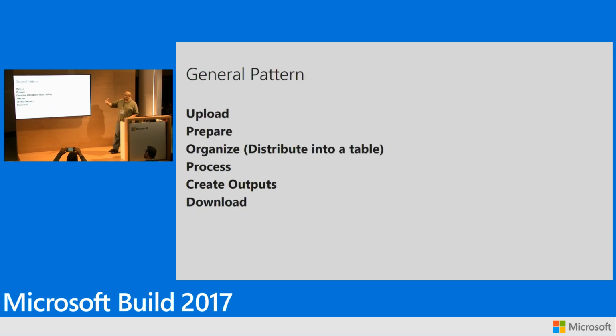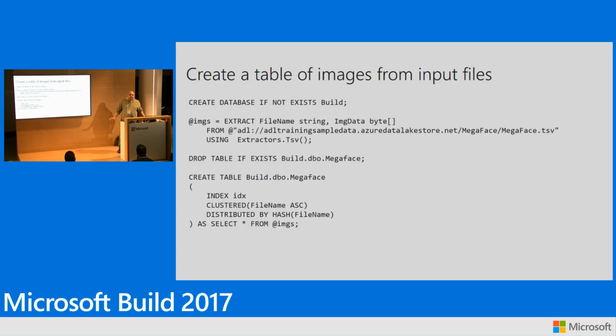Okay, so here's the general pattern in this batch scenario. We're going to upload, I'm not going to talk about that. We're going to prepare the data and organize it into a table. We're going to do the processing, of course, and then we'll create the outputs. And then the final step I'm not going to talk about is download, of course. That's egress. So we have a lot of images, and I put them into a table. I'm going to show you how I did it, and we'll talk about why it's done this way.